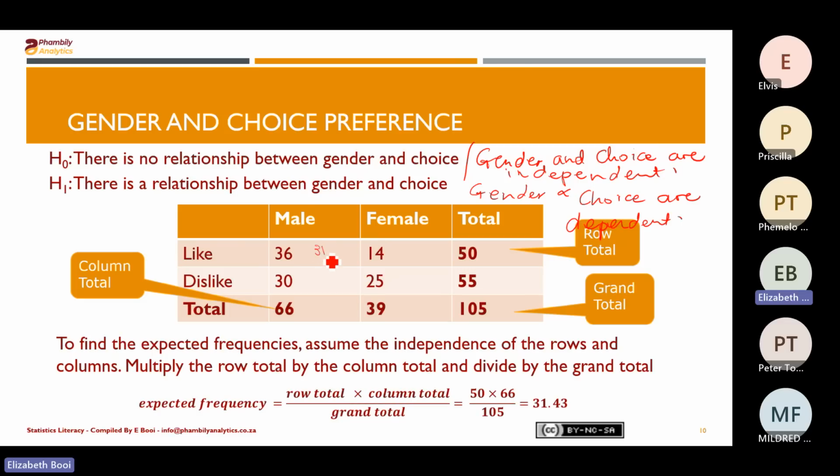So the expected value will be 31.43. For 14, we say 50 times 39 divided by 105. Let me open my calculator and calculate that. So for 14, it will be 50 times 39 divided by 105, which equals 18.57.